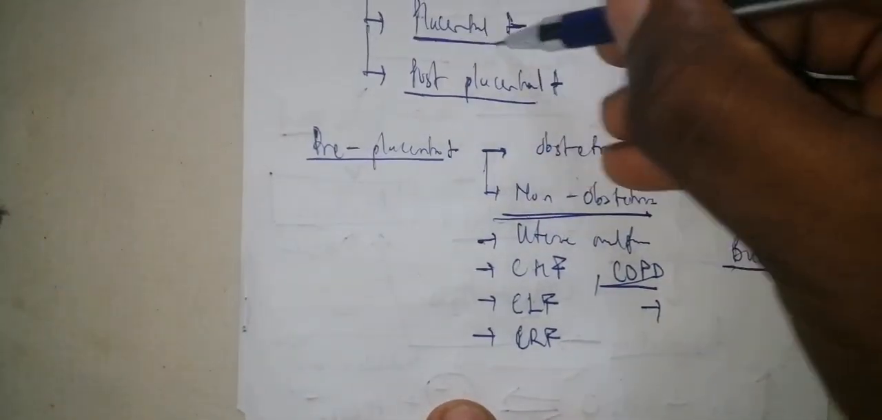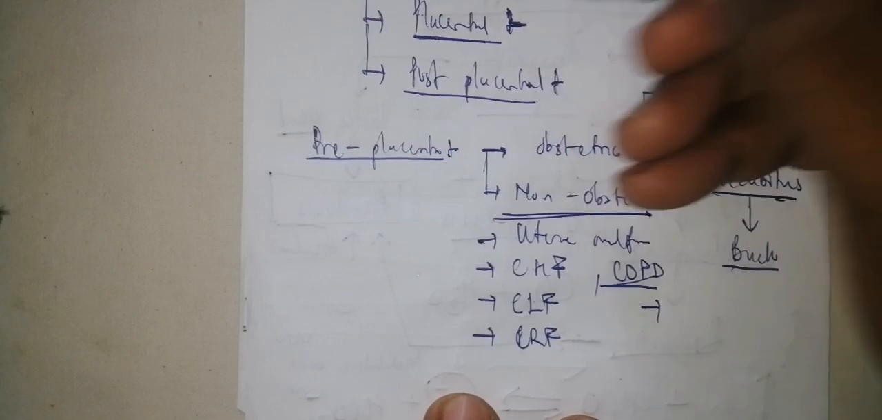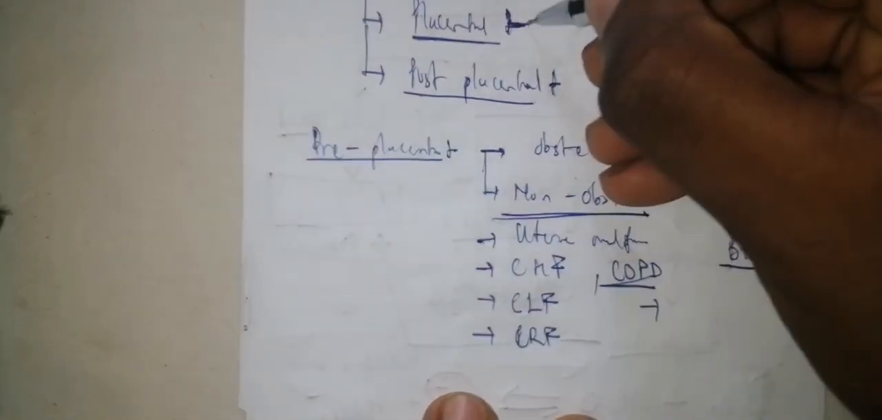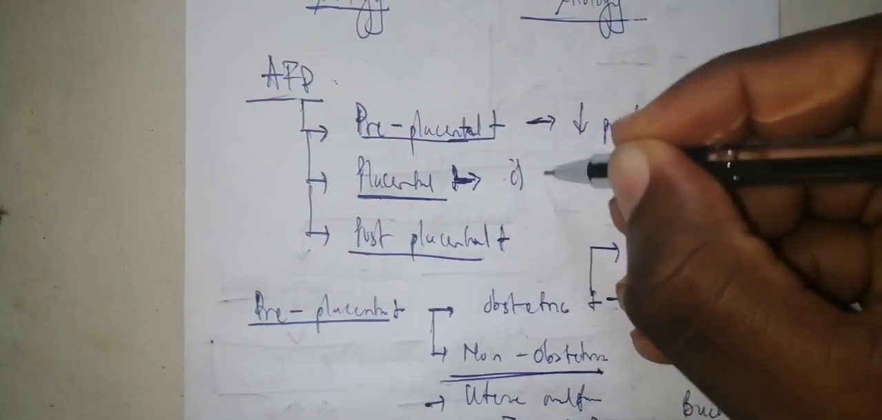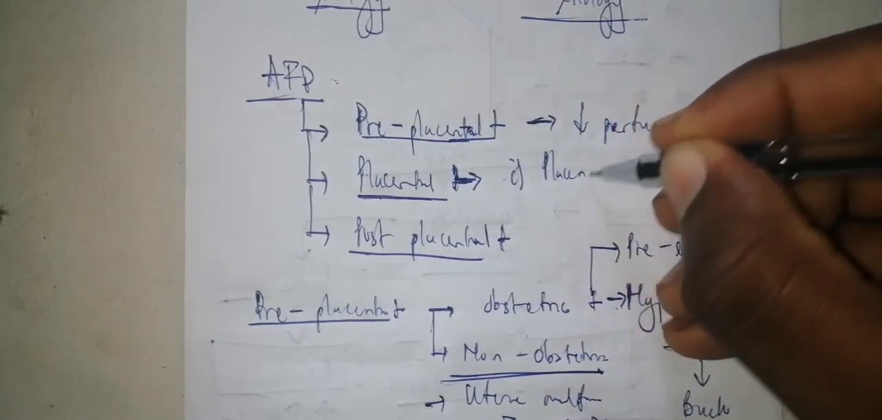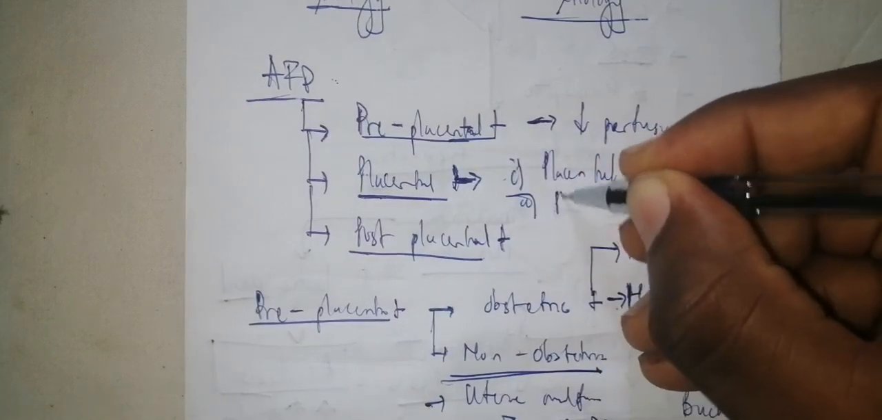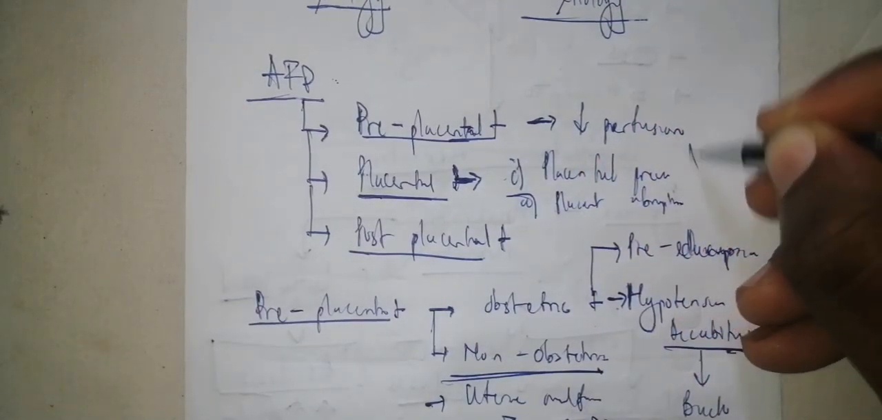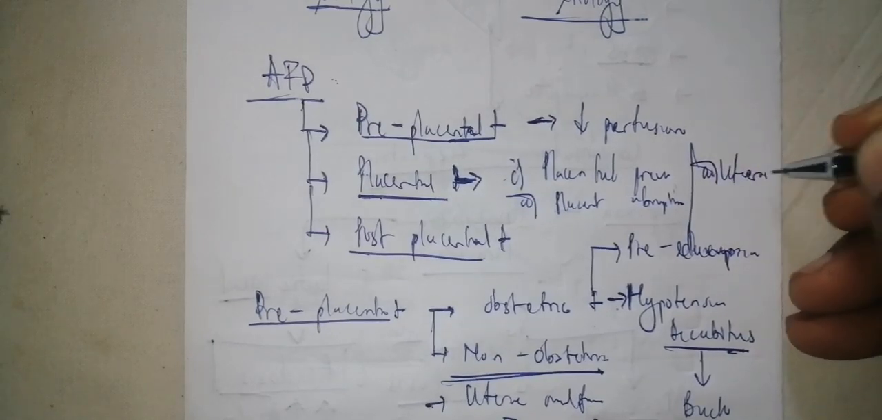Now, the next one is the placental etiologies of acute fetal distress. For the placental etiologies, the first etiology is placenta previa. The second etiology is placenta abruptio, and the third etiology is the uteroplacental insufficiency.